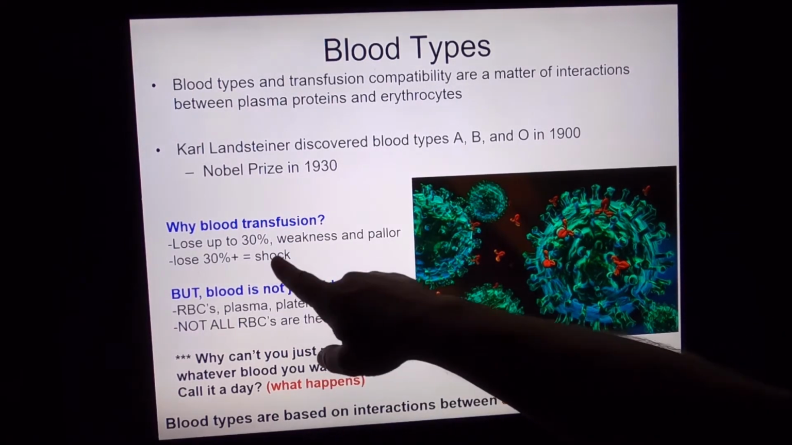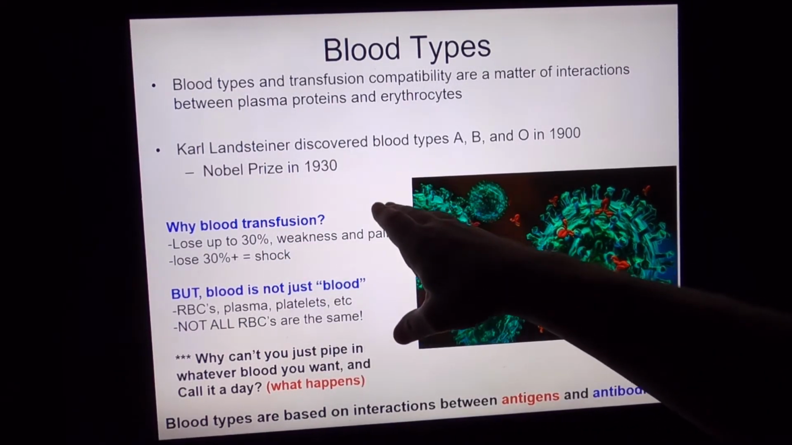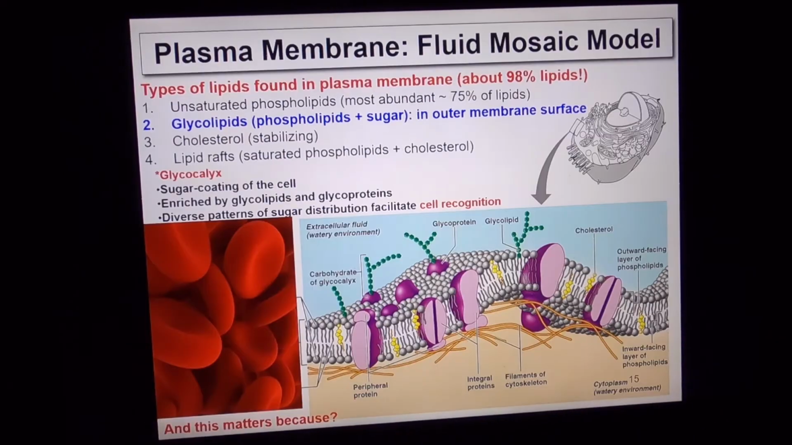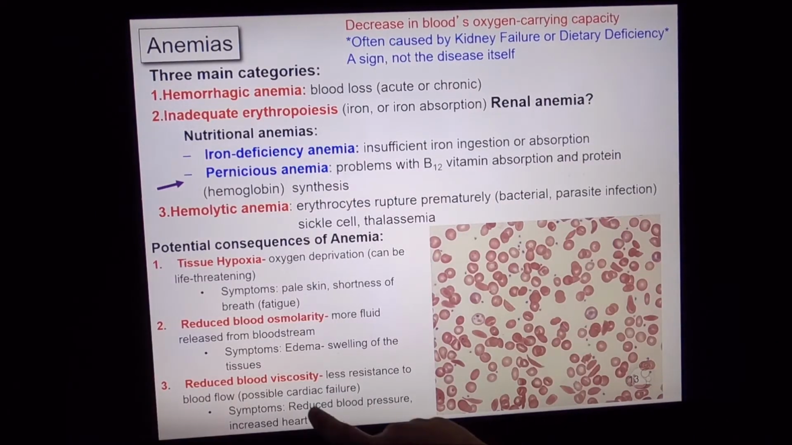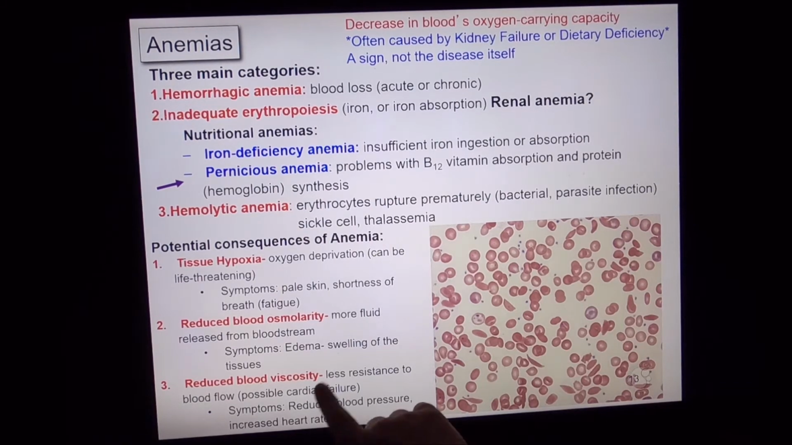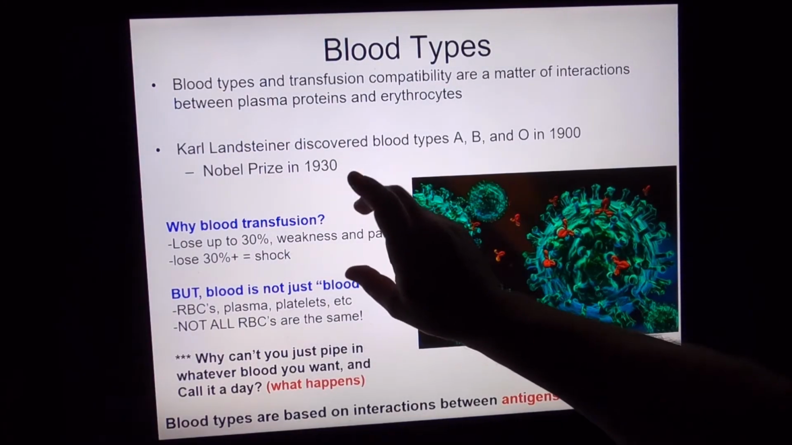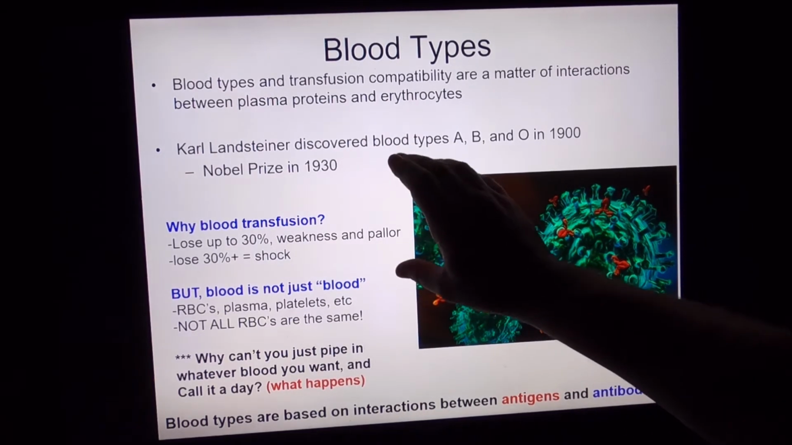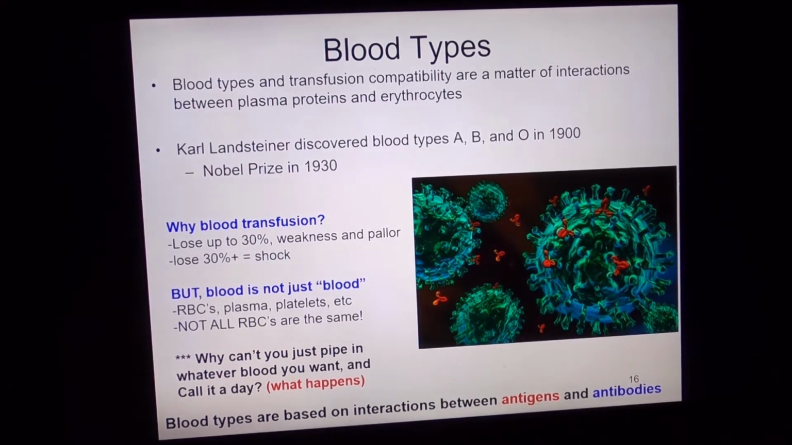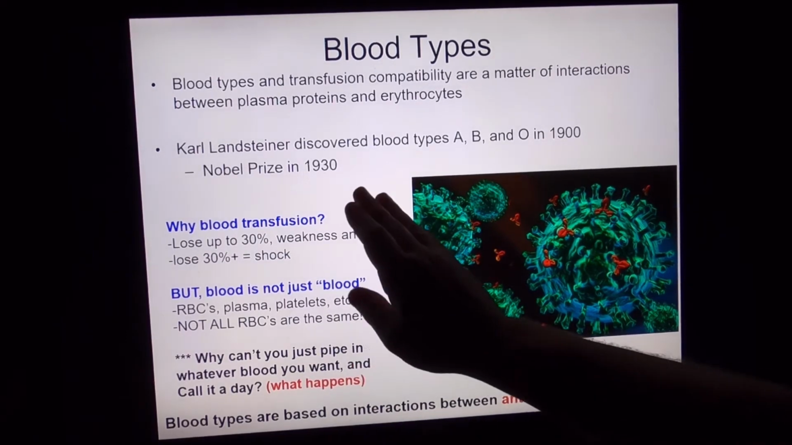And once you pass about 30%, you go into what's called hydrostatic shock. Again, we are back to low blood viscosity, resulting in all kinds of cardiac issues. So this is dangerous. Having low blood content, losing a lot of blood is very dangerous. So what do we do? We will pipe in fresh blood to you.